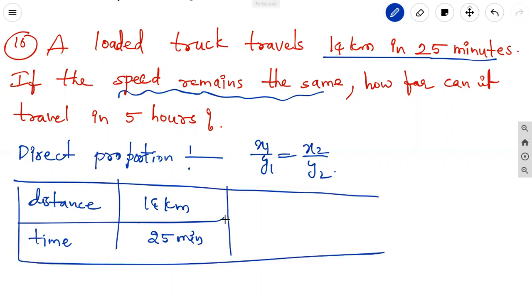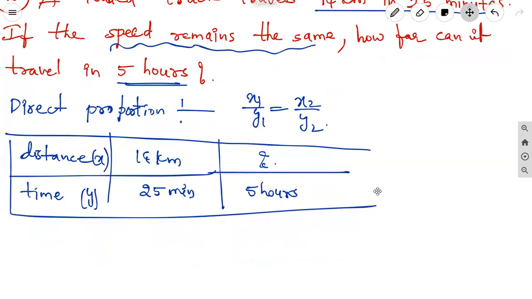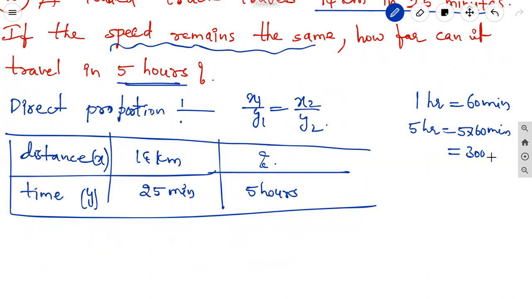And what is the question here? If the speed remains the same, that is proportion relation. How far can it travel in 5 hours? How much distance is there? The distance is represented by variable x, time by variable y. Now, first we convert to the same units. The first is given in minutes, the second in hours. We know that 1 hour equal to 60 minutes. So 5 hours equal to 5 into 60 minutes, that is 300 minutes.